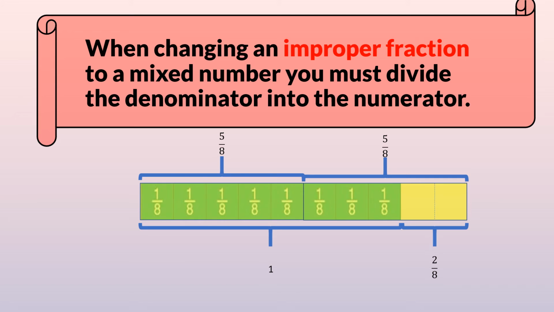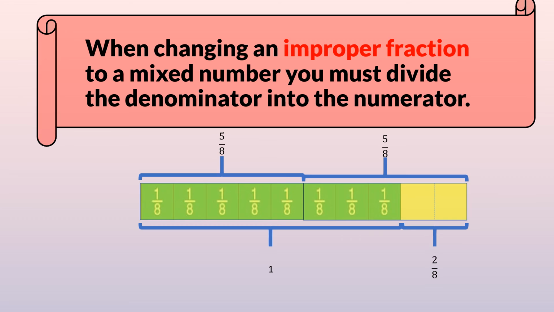So if we look at the total fraction bar, how many 8s do we have all together? There are 10/8 on this fraction bar. But now remember, 10/8 is an improper fraction, so we have to go through the steps of division. How many times can 8 go into 10? Only one time. That gives us our 1 whole.